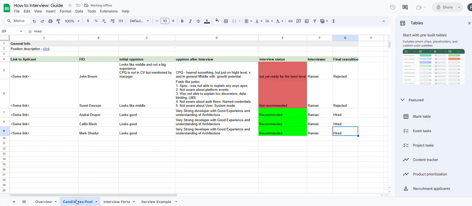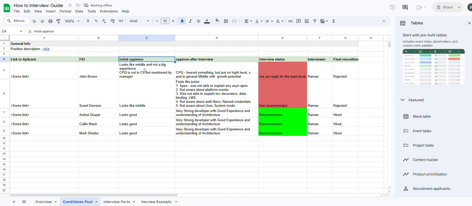So next, what we might have is a candidates pool. That means when we have a lot of candidates who would like to apply for our position, we might have some consolidated place, and in that place, we might have information about how our candidates look for us according to what we could see in their CV and in the experience mentioned in their profiles. For example, in some LinkedIn profiles or in their CV or somewhere else, right?